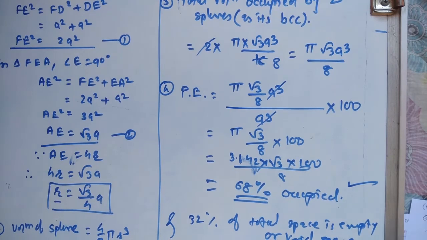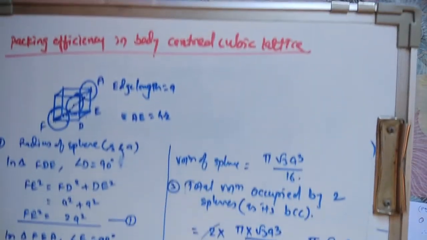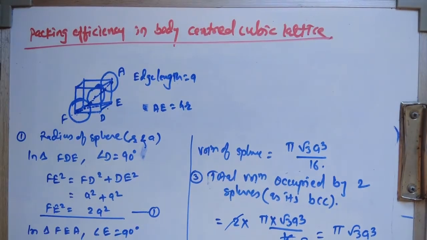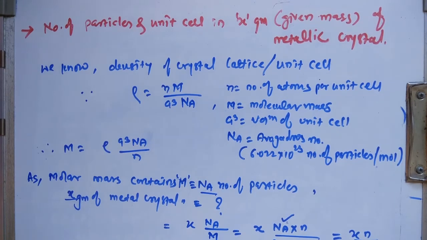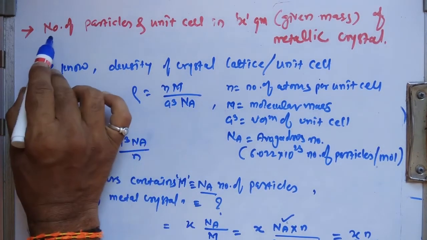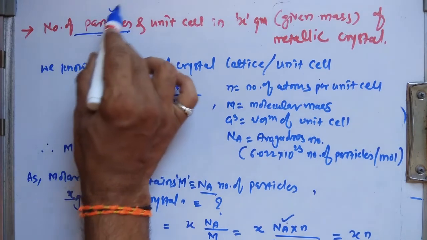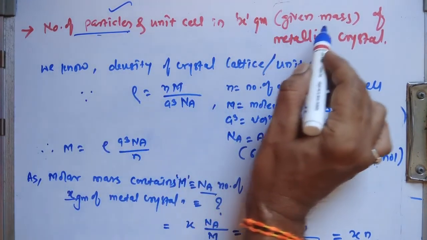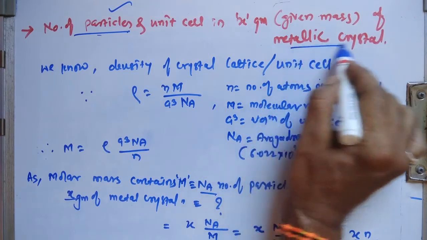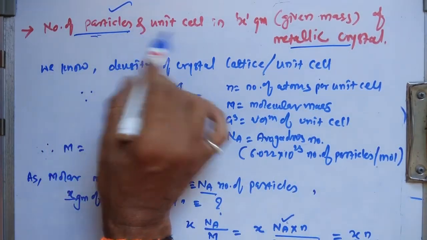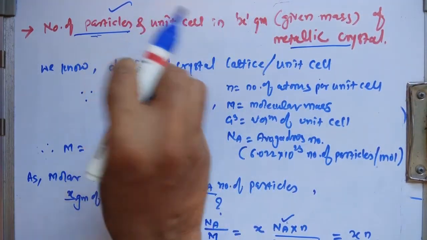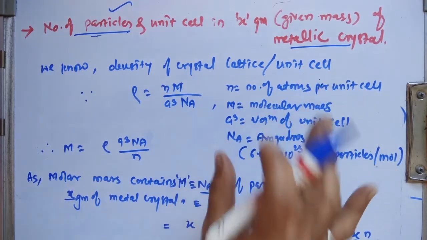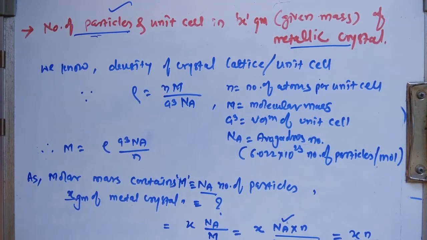Okay, so this is the packing efficiency of the body centered cubic lattice. Now let us see the number of particles first in x gram or given mass of a metallic crystal. Number of particles and unit cells. If a mass is given, so and so grams, then find out the number of particles from the given mass of the metallic crystal.